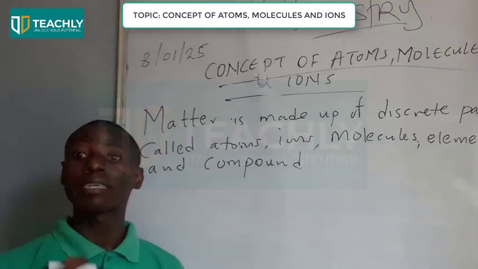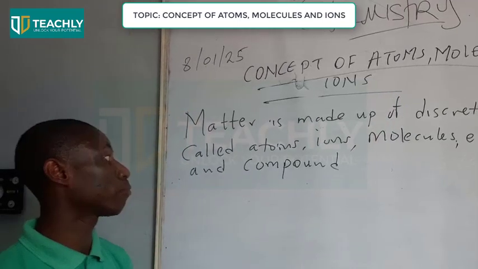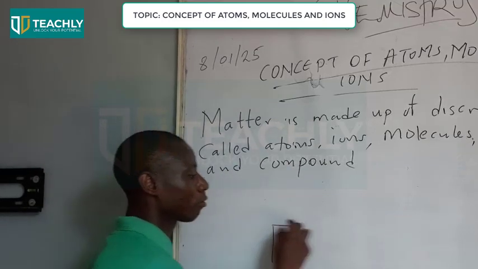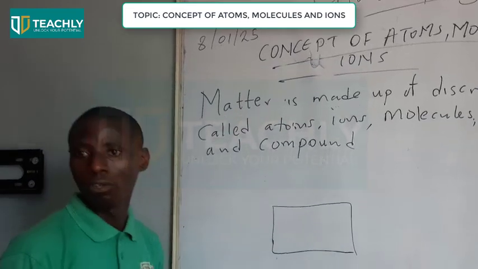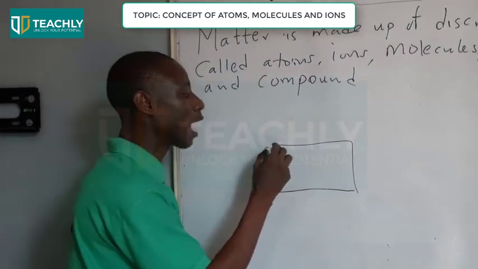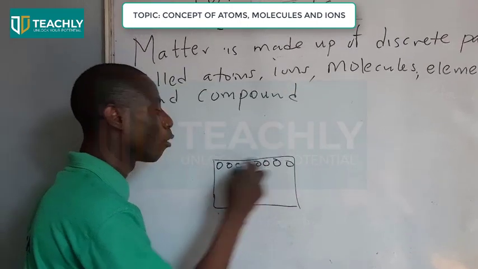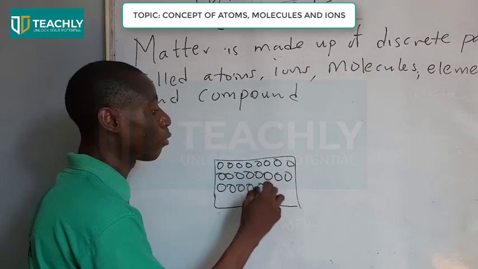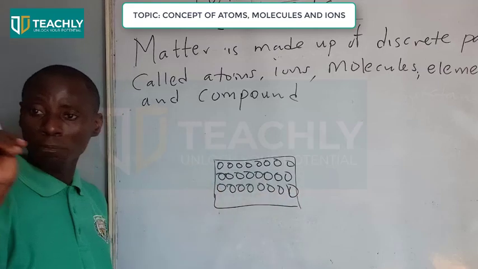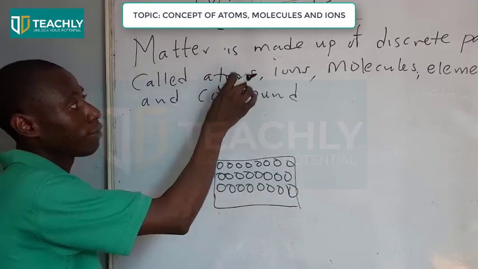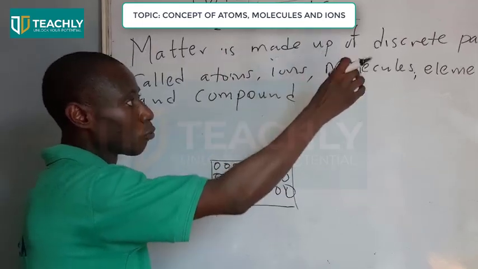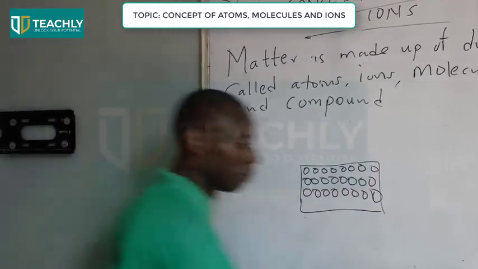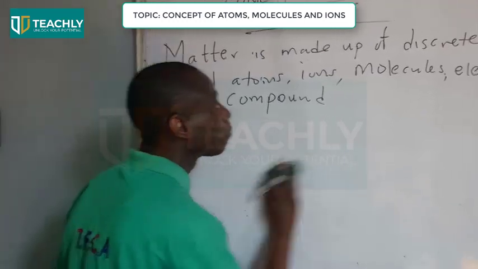Generally, chemistry deals with matter. Let's say for example this is matter. If I say this substance is matter, you will not see atoms coming together to form this substance called matter. So matter is made of smallest particles. Those particles are atoms, ions, molecules, elements, and compounds. And this leads us to the definition, the meaning of each of these components of matter. So what are the meanings?